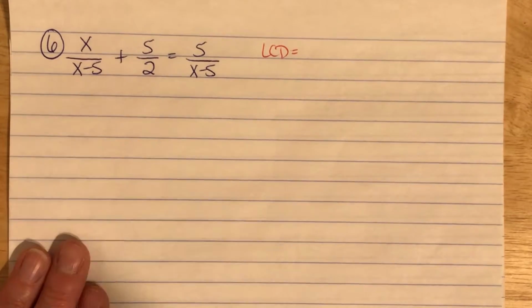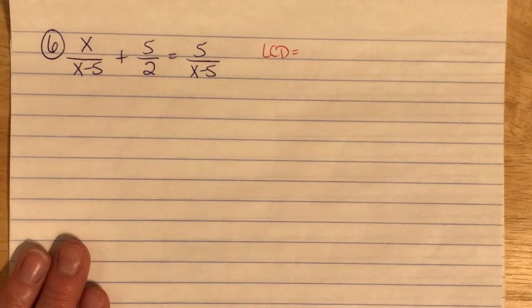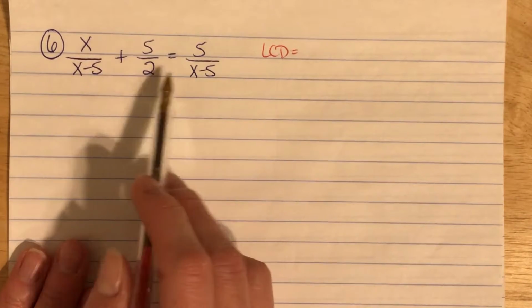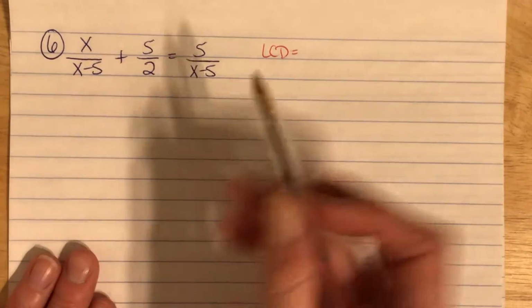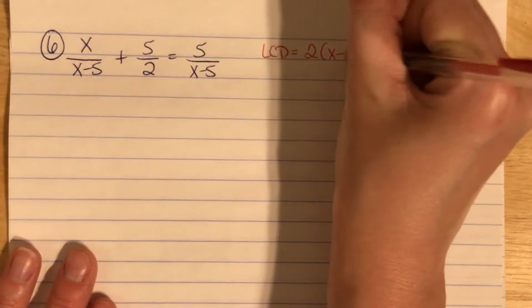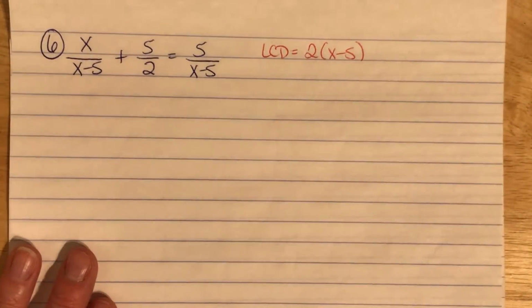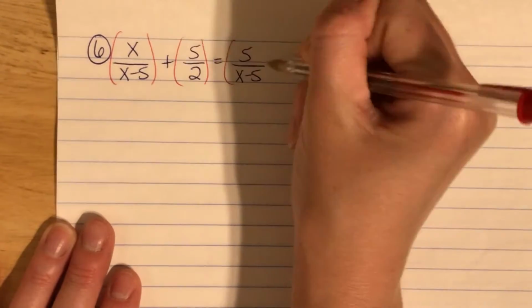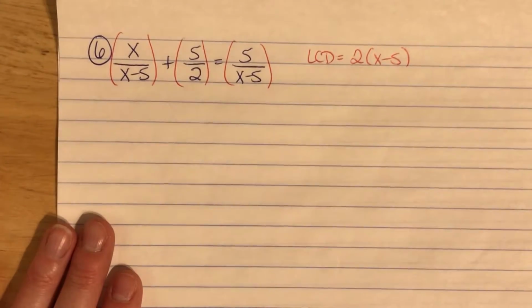So basically the way I was explaining it in class is your LCD, least common multiple, will be all pieces of all denominators. Any repeats are only included once. So I am only going to include the x minus 5 once, but I also have to include the 2. So my common denominator for number 6 will be 2 times x minus 5. So now I'm going to multiply each term by 2 times x minus 5.